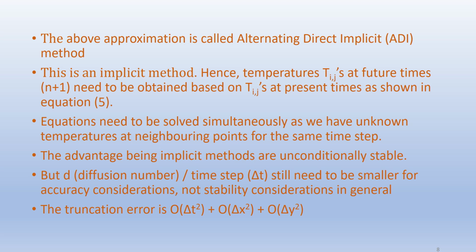The truncation error is of the order of delta t square plus of the order of delta x square plus of the order of delta y square. So the truncation error on the time variable is of the order of delta t square as shown. When compared with FTCS and BTCS methods, the truncation error for time was of the order of delta t. So this is an improvement with using an ADI method.